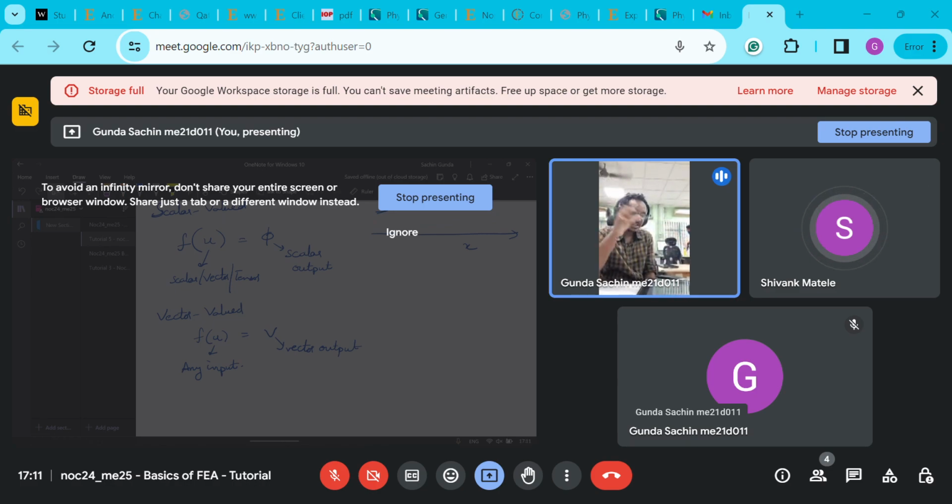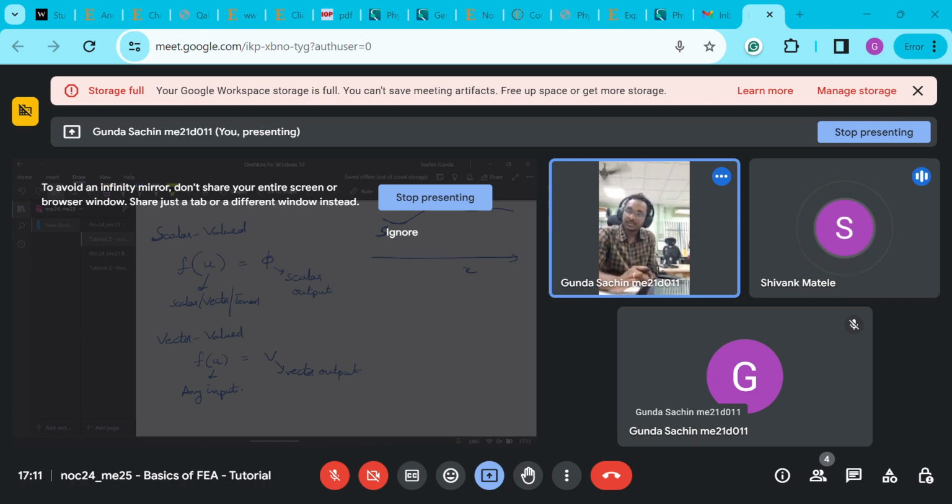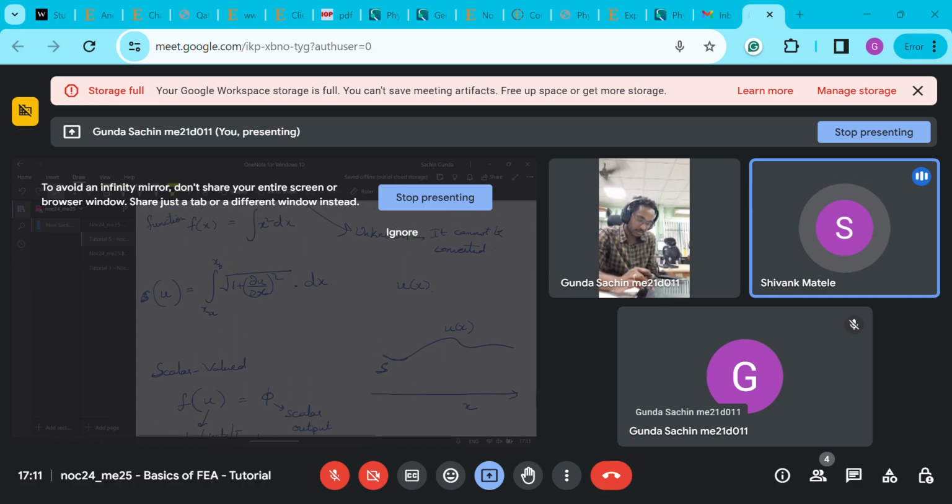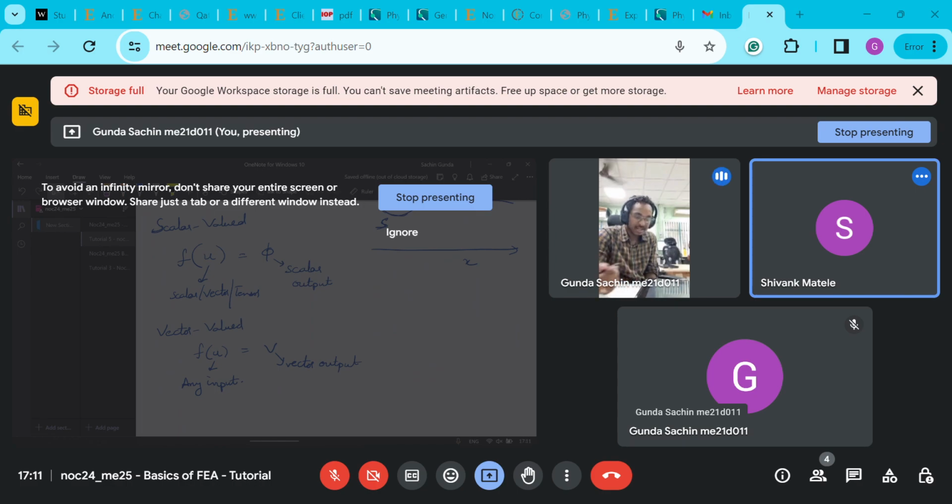So inputs can be anything and outputs can also be anything. You can give an input as a vector and get an output as a scalar, for example using the divergence. Then the input can be a vector and the output will be a scalar. And the input can be a scalar, and if you apply the gradient you get the output as a vector. So inputs and outputs can be anything, but depending on what the output is, you call it a scalar valued functional or a vector valued functional.